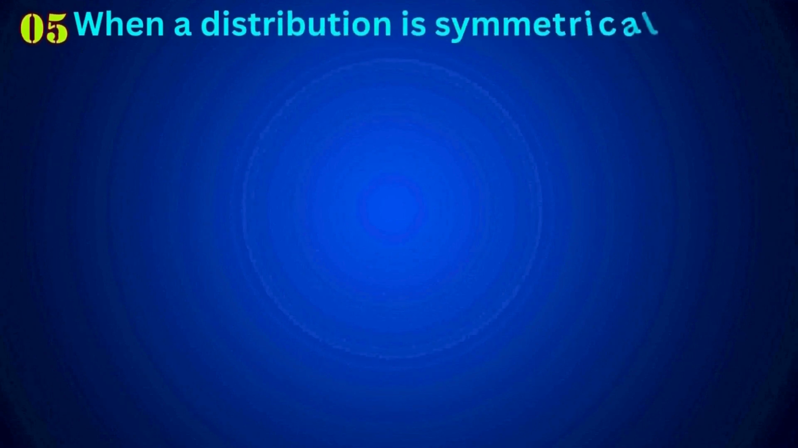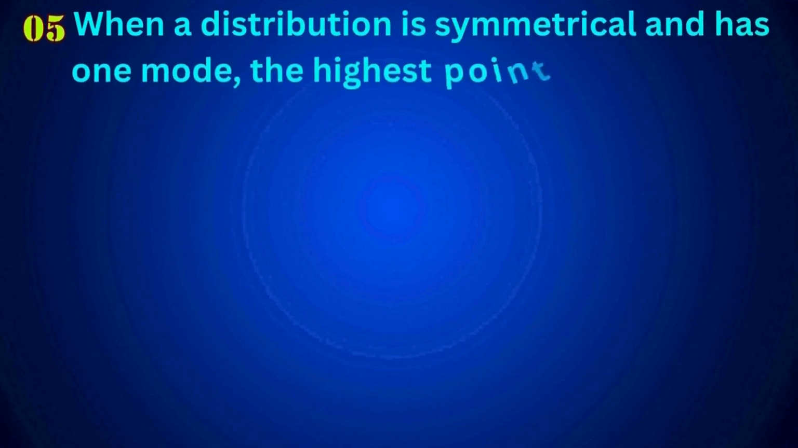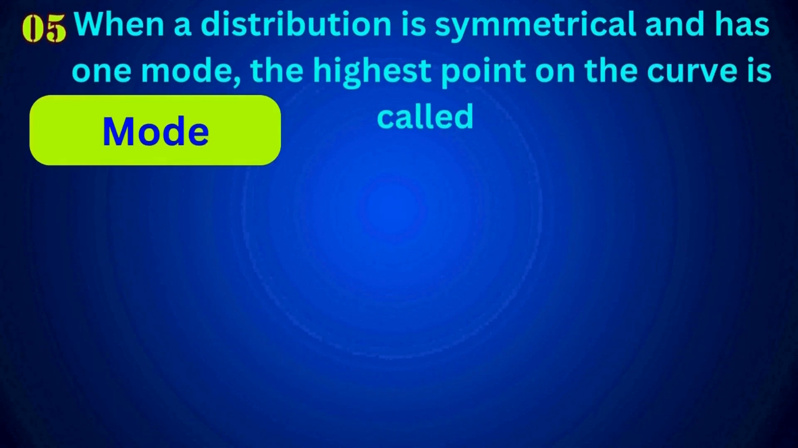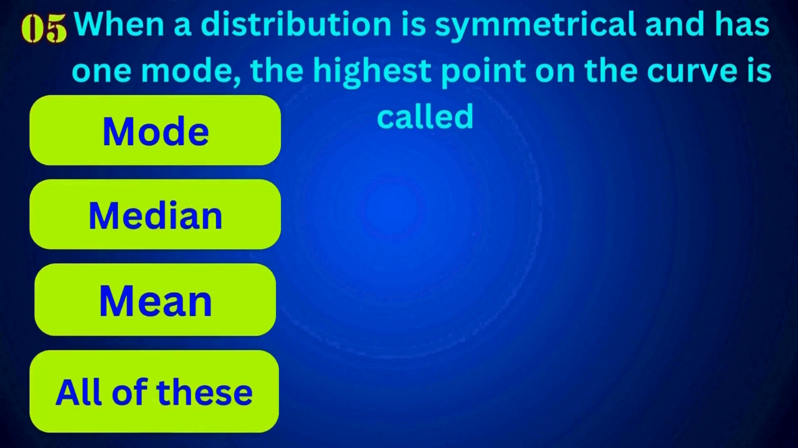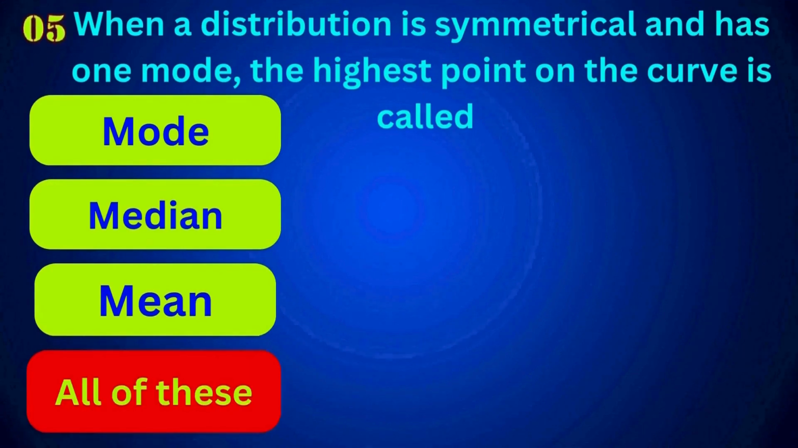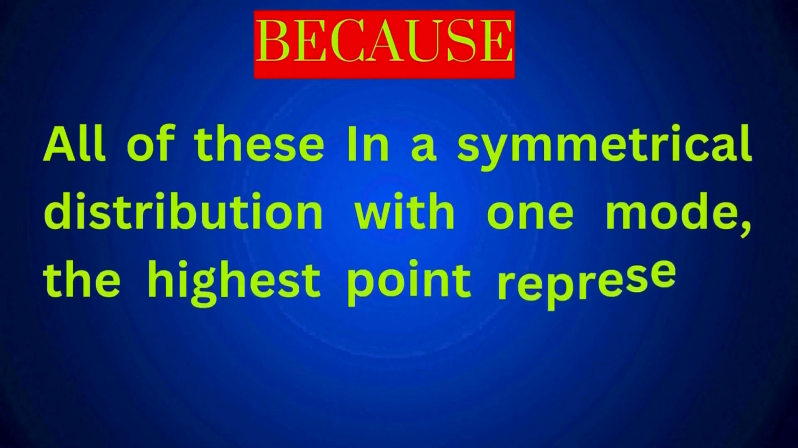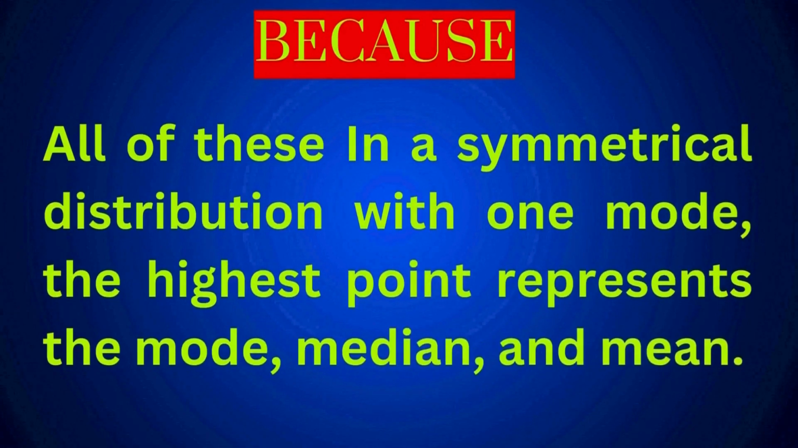When a distribution is symmetrical and has one mode, the highest point on the curve is called. Options are mode, median, mean, all of these. Right option is: all of these, because in a symmetrical distribution with one mode, the highest point represents the mode, median, and mean.